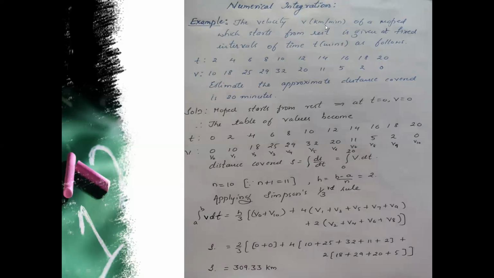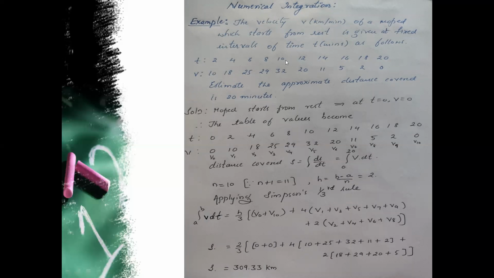The velocity v given in kilometers per minute of a moped which starts from rest is given at fixed intervals of time t minutes as follows. So it is given a list of values of t and the corresponding velocity at that time here. Now estimate the approximate distance covered in 20 minutes. In 20 minutes, how much distance will be covered, that we need to calculate.